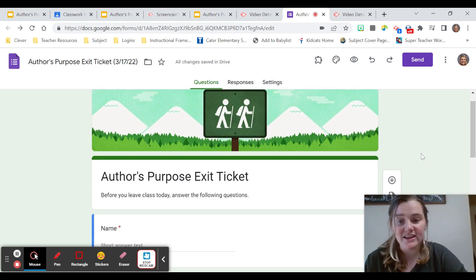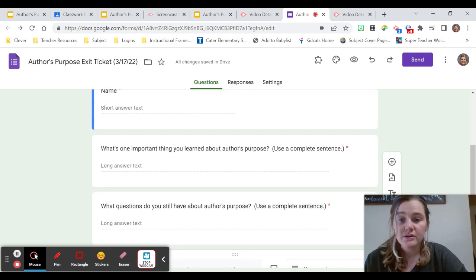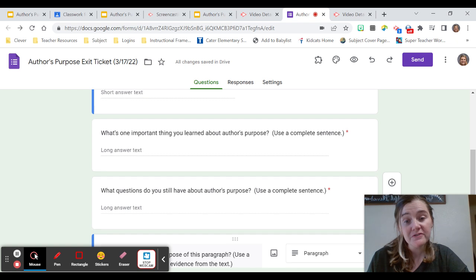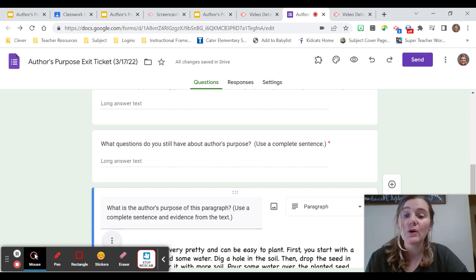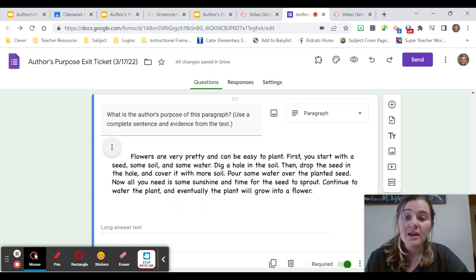And this exit ticket includes what is one important thing they learned for the day, what's something they still have questions about, and what is the author's purpose of a passage. So I give them a small passage to read, and they have to use a complete sentence and text evidence to answer their question.